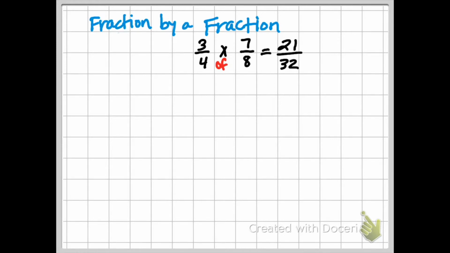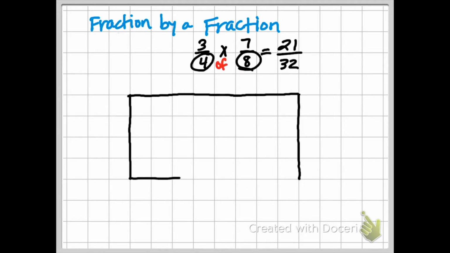Well, first off, I know that I want to use a model that's easier to work with. So this first denominator is a 4. So I'm going to go down vertically 4 sections. 1, 2, 3, 4. The second denominator is an 8. So I want to go across horizontally 8 units. 1, 2, 3. Okay. And I want to go ahead and fill that in. That's the area. My area is 4 units by 8 units.